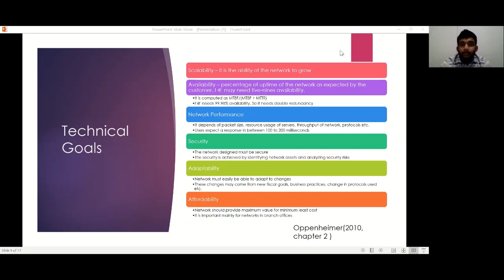Network performance basically comes down to the response of the design. And security: as all the operations are done online, there is high risk for customers' data or the client-side data, which could be prone to risk. So analyzing security risk has been taken as a major priority, along with adaptability and affordability.